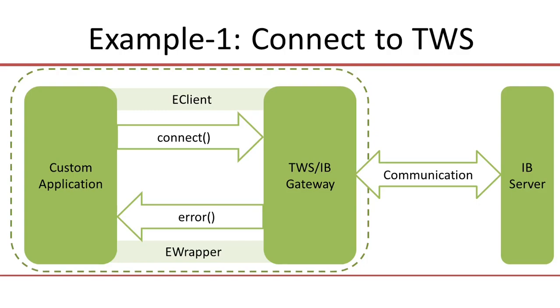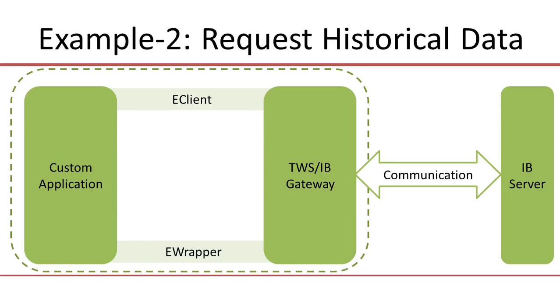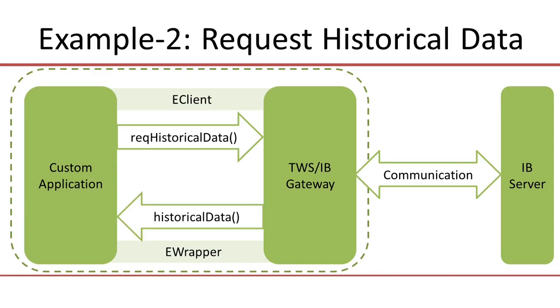Let's take a look at another example. So if our custom application wants to request historical data for a specific security, it will use request historical data method available in the EClient class. TWS will relay the request to IB server, fetch the data, and then send back the requested data using historical data method in the EWrapper class back to the custom application.